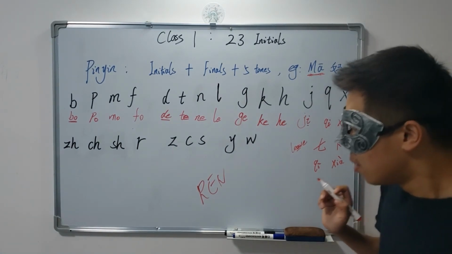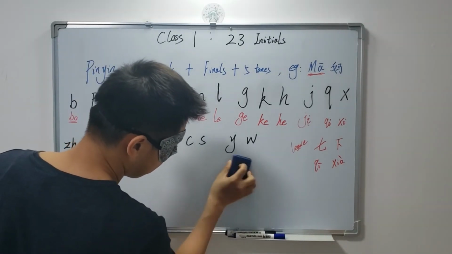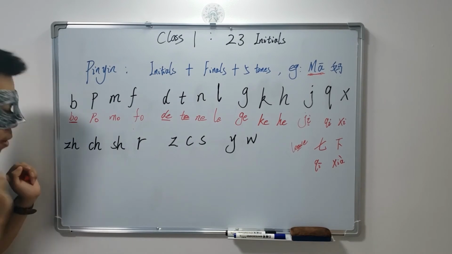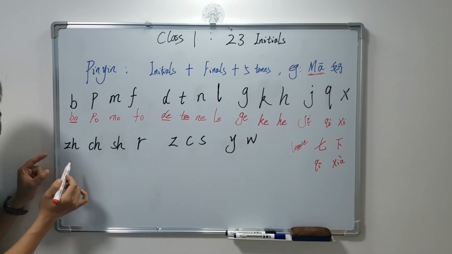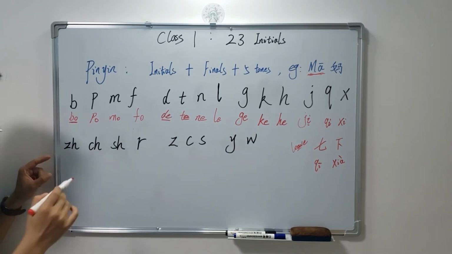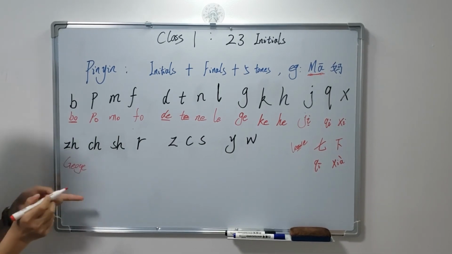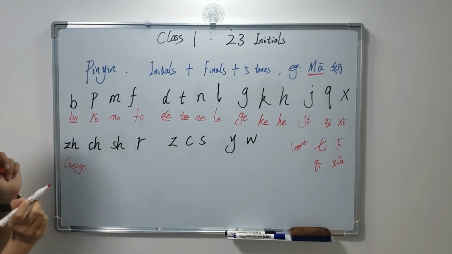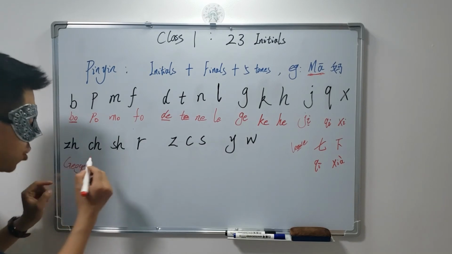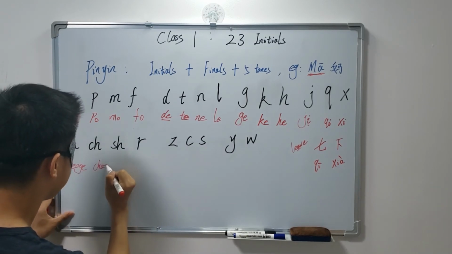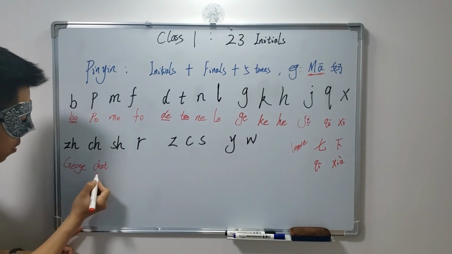Okay. So let's learn the following one. Okay. This one is G, like English, George. This one is like chat, like English. Let's chat online. Let's chat on Facebook. This chat.